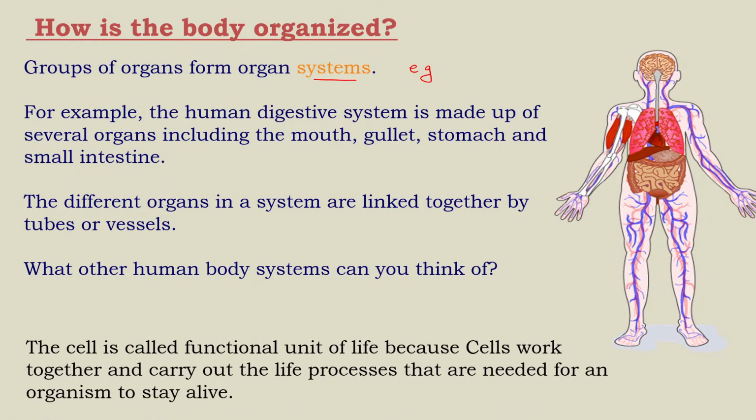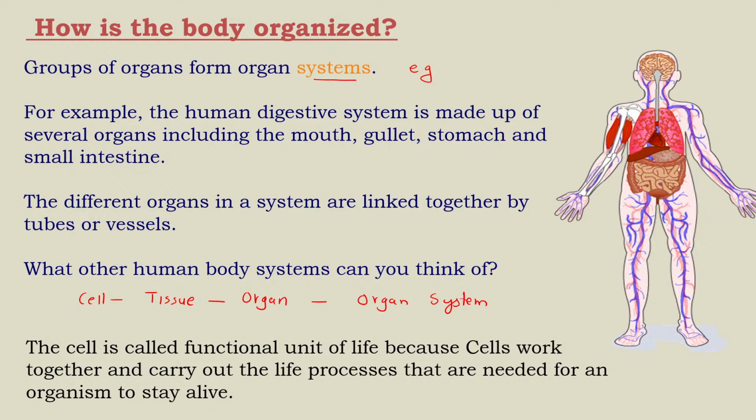Okay, imagine the cell was not there. We know that the cell makes the tissue, tissue makes the organ, and organ makes the organ system. If the cell was not there, it would have been difficult for the human body to have all these parts, isn't it? So the cell is therefore called the functional unit of life. It also helps in performing specific functions.